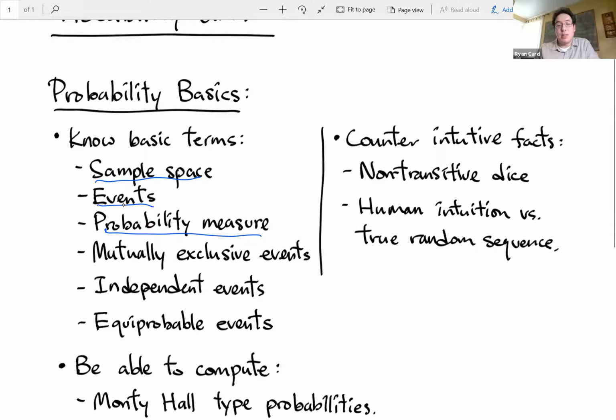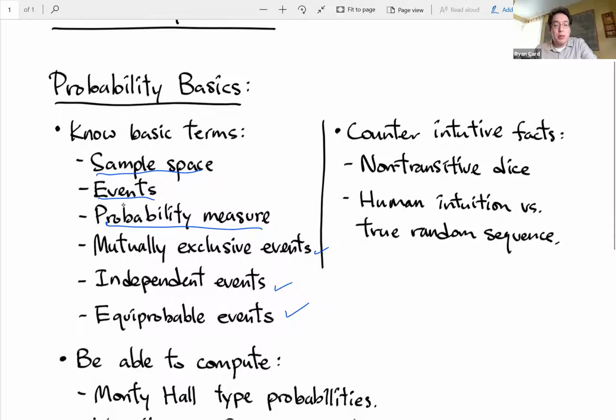And there are special types of events that we discussed: mutually exclusive events, independent events, and equiprobable events. And there are some rules on how to compute probabilities for each of those situations. So you should know them and how to compute probabilities associated with them, because you might get questions about them.